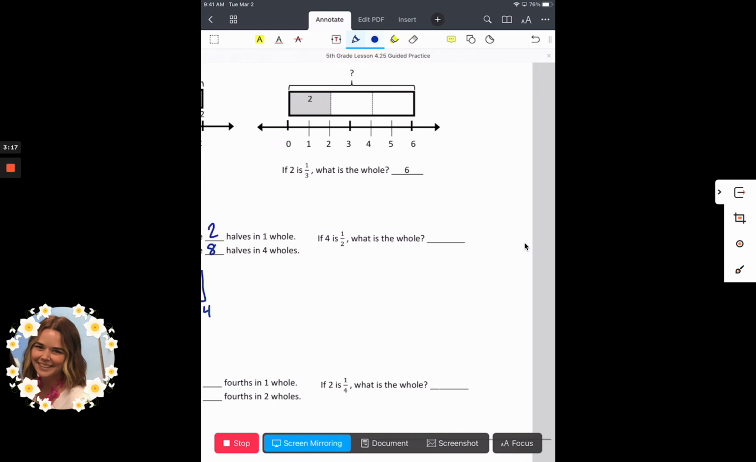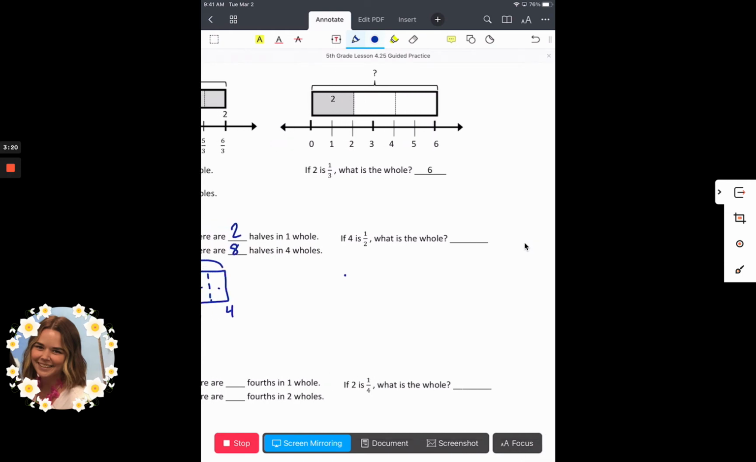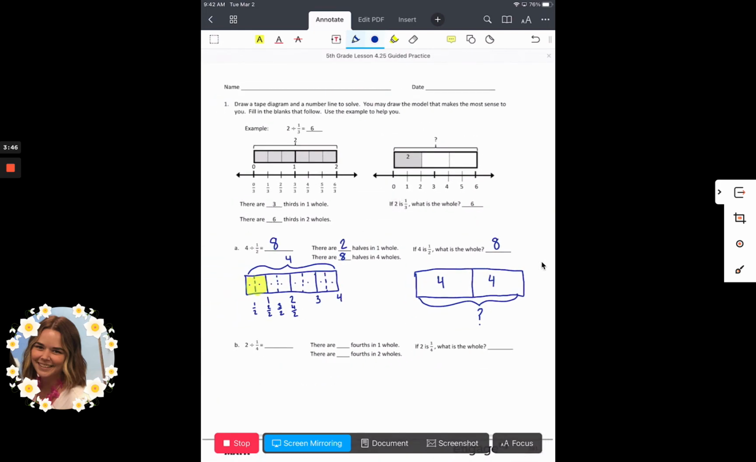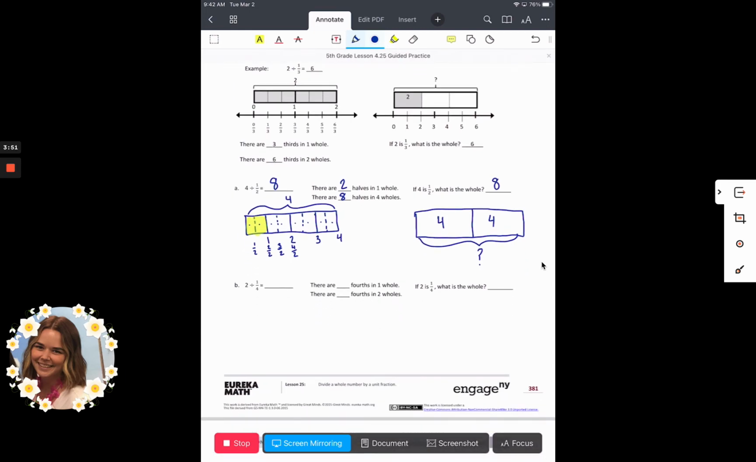So we can also think of this the other way. Instead of 4 being the whole, 4 is the part. So if 4 is 1/2, what's the whole? Well, if 4 is half, then that means the other half is also 4. So then the whole would be 8. All right, either way you look at it, you'll get the same answer. Let's look at another one.